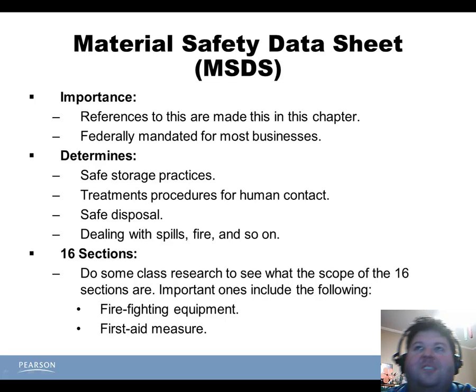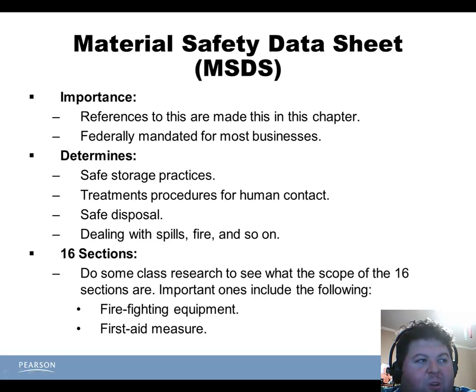So there is a sheet called an MSDS, and it stands for Material Safety Data Sheet. And things that you find on this sheet are what to do, how to store something, safe disposal of things, what to do if there's a fire involving this material. And these are common sheets that you find in industrial settings for different chemicals that might be in use in that particular environment. And there are 16 different sections of the MSDS.